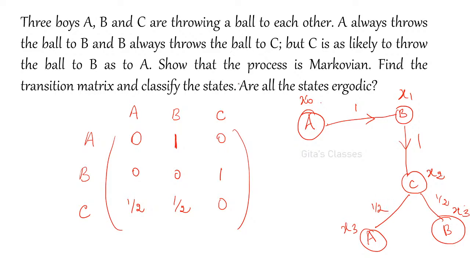Now tell me, is this process Markovian or not? I have explained this. Is this state Markovian? If it depends only on the preceding state, not on all the other states, then it is said to be Markovian. Because the ball is with A, definitely it has to go to B. Now the ball is with B. From B, it can go only to C.